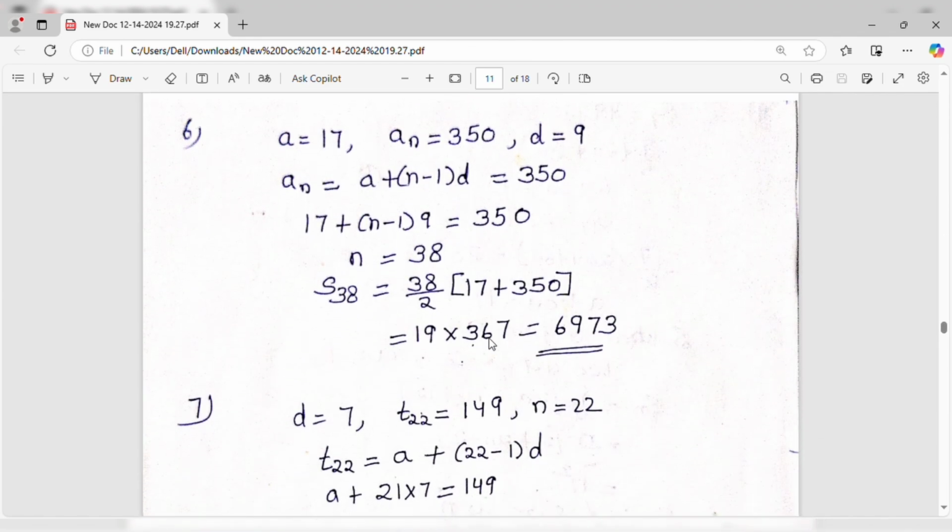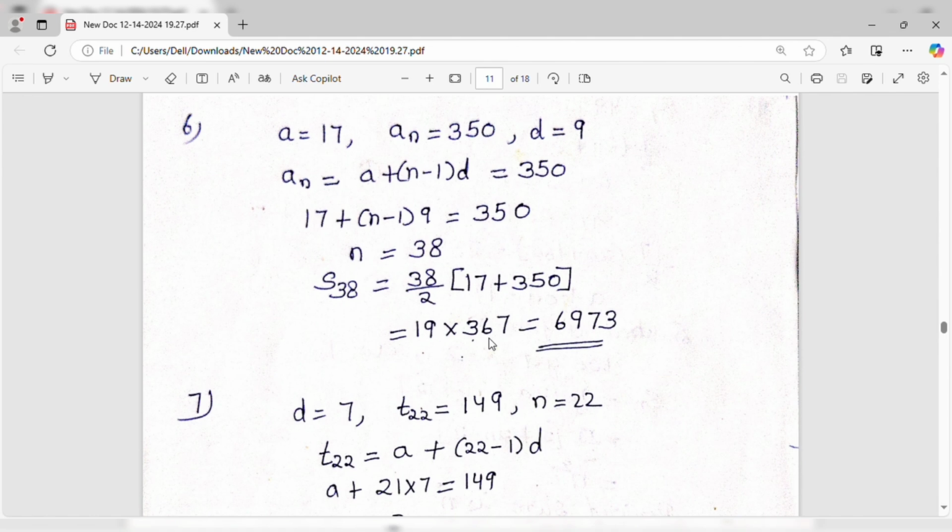In the sixth question, the first and the last term of an AP are 17 and 350 respectively. If the common difference is 9, how many terms are there and what is their sum? So we are asked n and Sn here. a is 17, an is 350, d is 9. First we will use an equals a plus n minus 1 into d, and we will find n, which is 38, and then we will find S38, which is 6973.